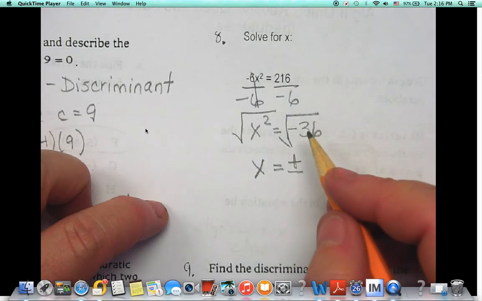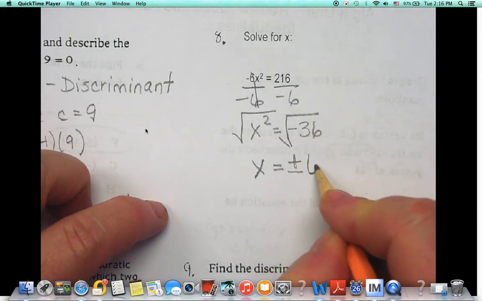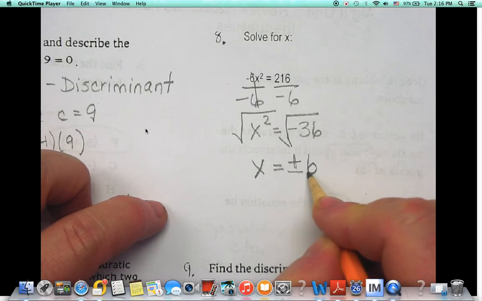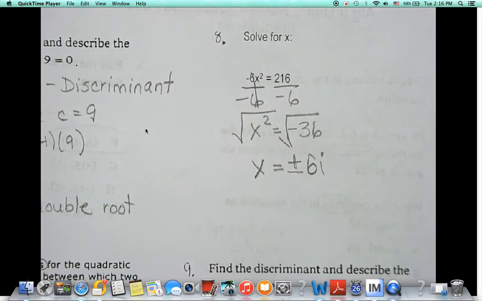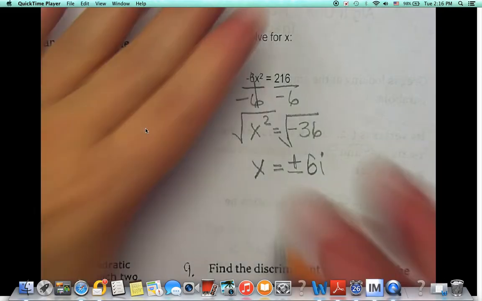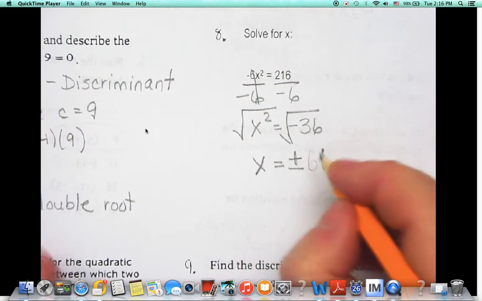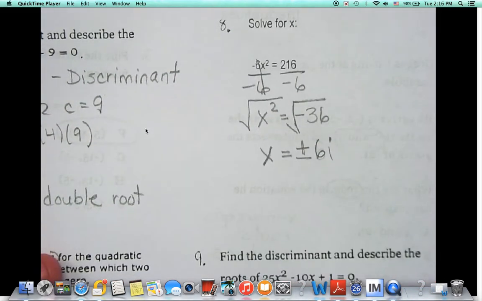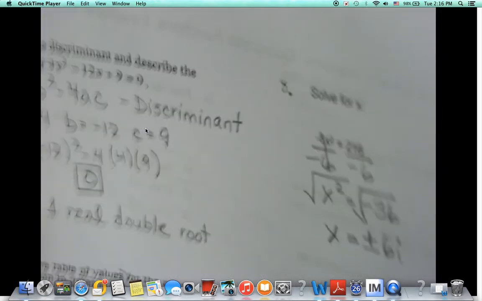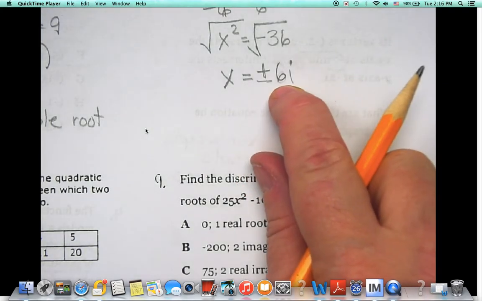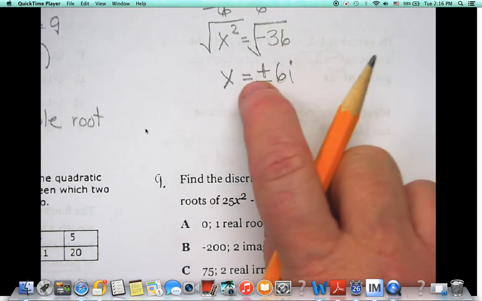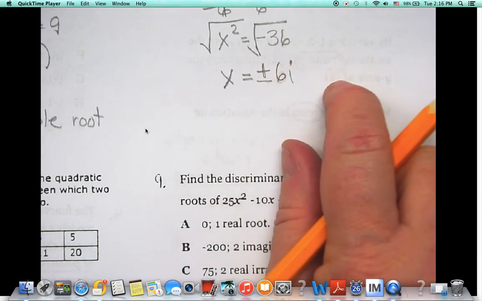All right, what's the square root of 36? 6. What's the square root of a negative? So plus or minus 6i. I know, it does look funny. Okay, everybody know where the 6i came from? And it wouldn't be negative 6i. It would just be 6i, and then one will be positive, one will be negative.